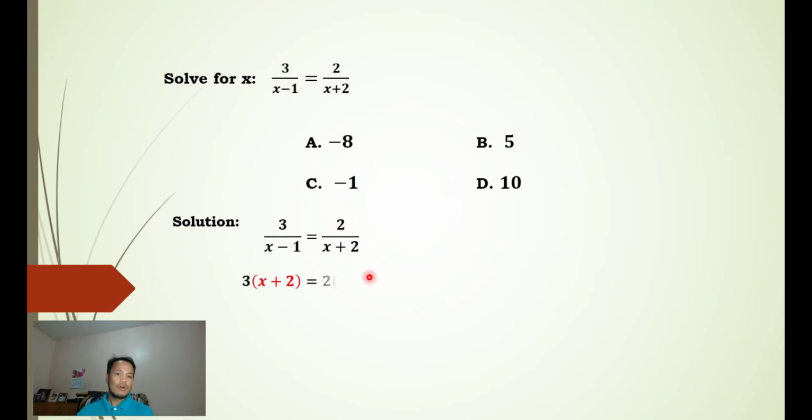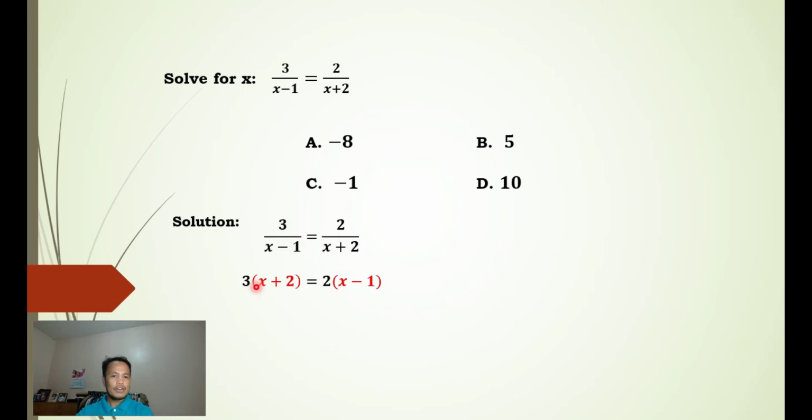So we cross multiply: 3 times x plus 2. But again, the main idea is that we multiply both sides of the equation by the LCD. If we look for the LCD of these two, of course, our LCD is x minus 1 times x plus 2. But now we will just cross multiply. I will give you another example where we use the LCD. So now we just cross multiply.